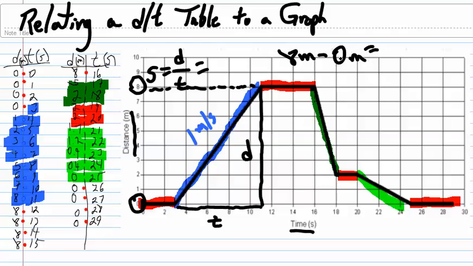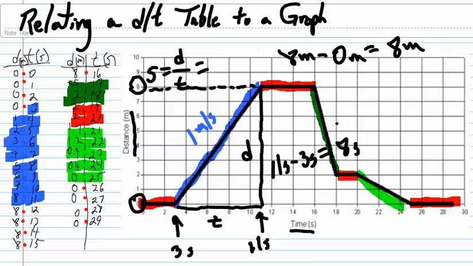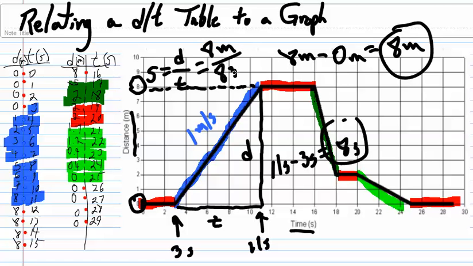So the difference is the final minus the original. 8 minus 0, so that's 8 meters. And then my time is right here, that's 11 seconds. And right there, that's 3 seconds. So what is the difference? The final minus the original? 11 seconds minus 3 seconds, that's 8 seconds. So I've got a distance of 8 meters. And I've got a time of 8 seconds. 8 divided by 8, meters over seconds. I get my speed. And you can do this anywhere that a chunk of distance time graph line is straight.